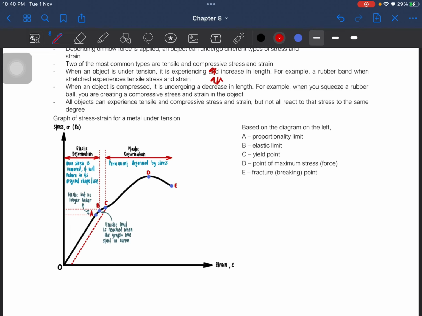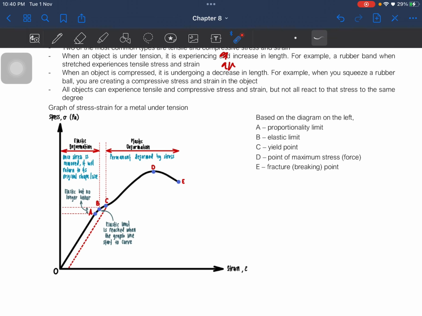Okay, so next, so basically all objects can experience tensile and compressive stress and strain, but not all objects would react to that stress to the same degree. Okay, apa maksud dia? Kita tengok pula the graph of stress or strain for a metal under tension. So, ni untuk metal under tension lah.